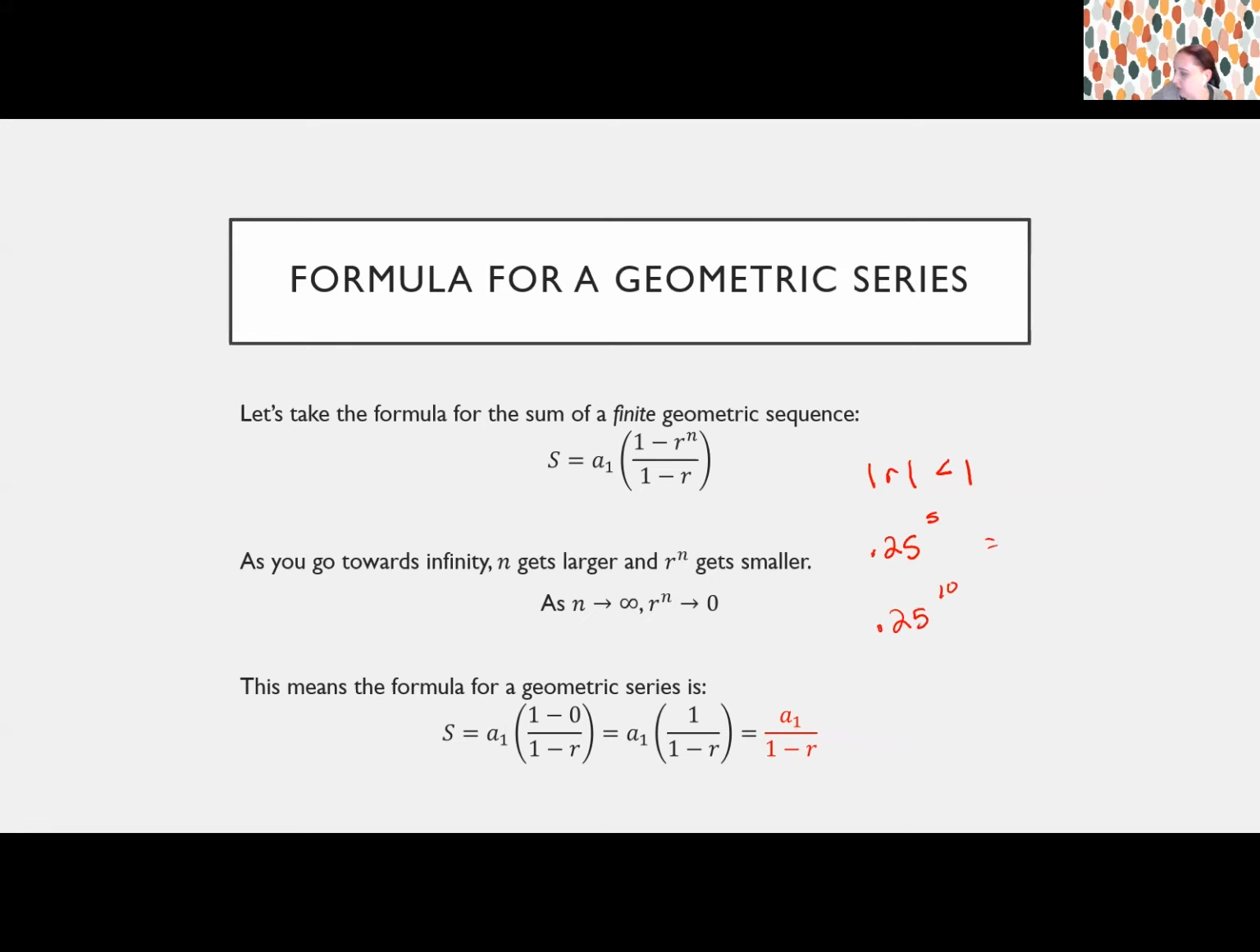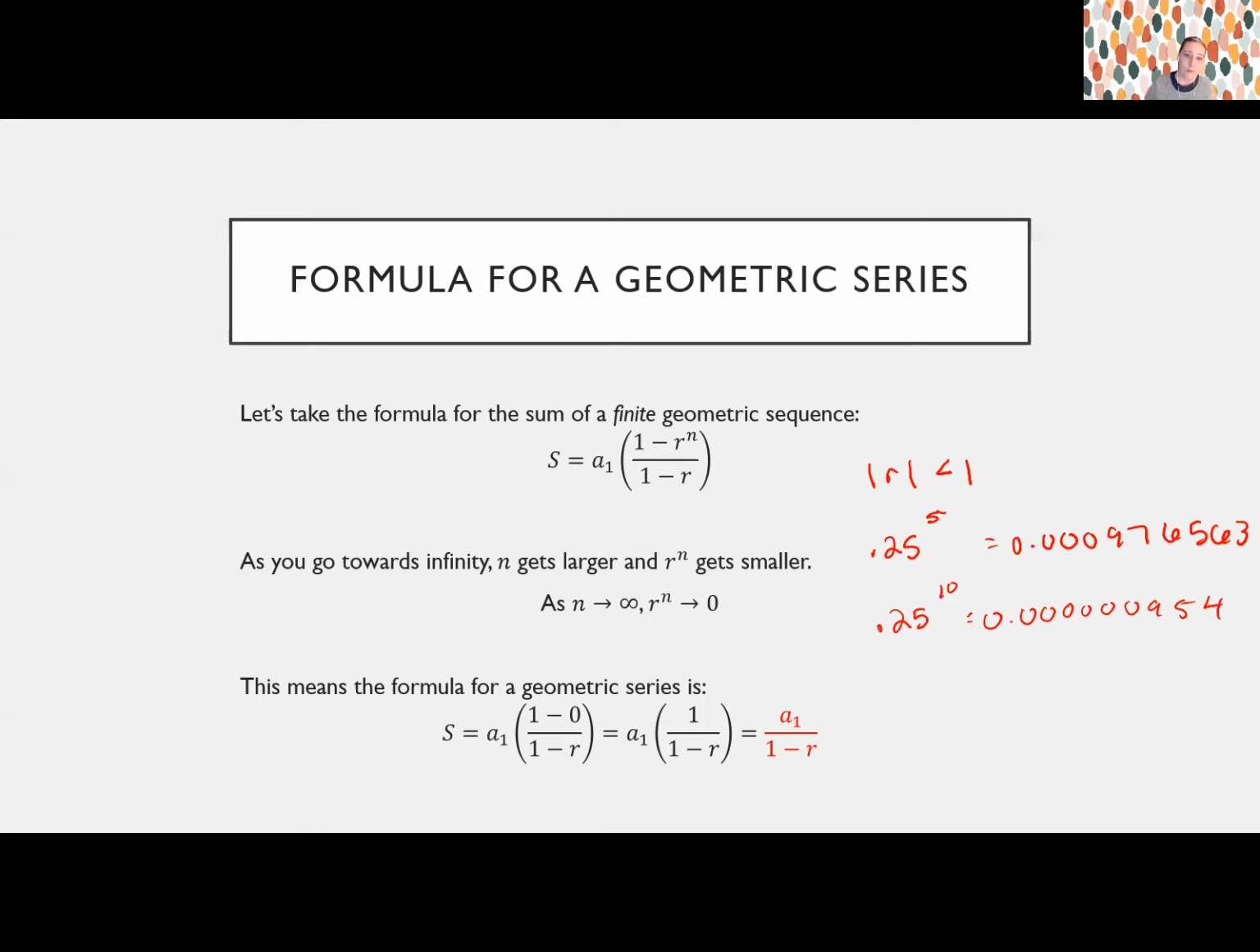So if I take 0.25 to the 5th power, and just grab that on my calculator, that's 0.0009766563. And then if I do it to the 10th, it's even smaller, 0.00000954. So it's smaller. So the higher N gets, the smaller R to the N gets.